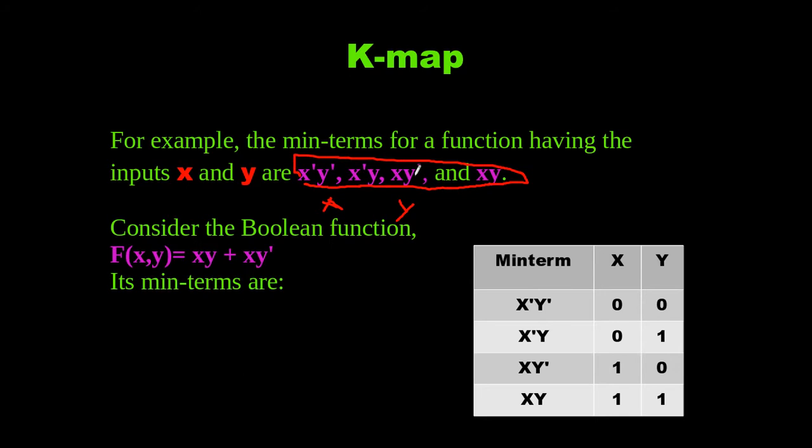Consider the Boolean function. Here's the Boolean function. Its minterms are 0, 0, 0, 1, 1, 0, 1, 1. You say, where's this plus this? Those are going to be 1, 1 if they're in the equation. If not, it's going to be 0, 0. That's how I drew this table. You may ask, why is it only two and I drew four? It means those have a one value and those have a zero value. And you're going to understand it more. Let's see.